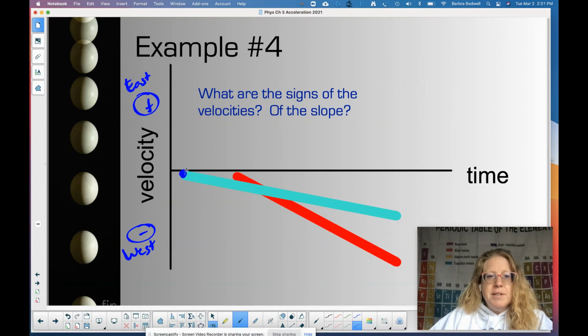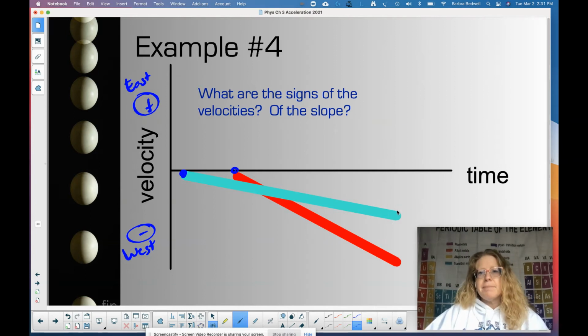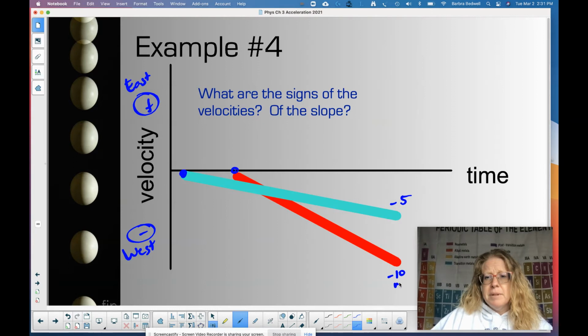So here we're starting at 0. Here we're starting at 0. Okay, it's kind of similar. And here they're both getting negative. This one maybe is going to -5, and this one's maybe going to -10 meters per second, right? By the way, this is kind of that idea of analyzing the graphs, is kind of finding these little relative points. It does help you interpret these.